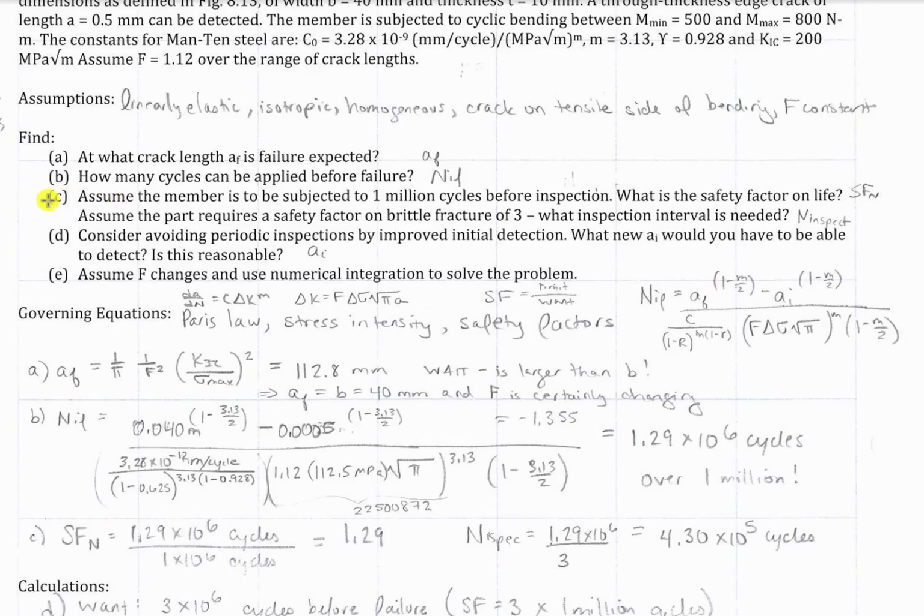Now we're asking, assume that the member is subjected to 1 million cycles before inspection. What is the safety factor? Assume that the part requires a safety factor on brittle fracture of 3. What inspection interval is needed? So here we're working a bit with safety factors and inspection intervals. So we come down here, and the safety factor on life is going to be the 1.3 million cycles that we said that it would last, that is its limit of the material. So that's using that material property, fracture toughness, in terms of when we found the final crack length.